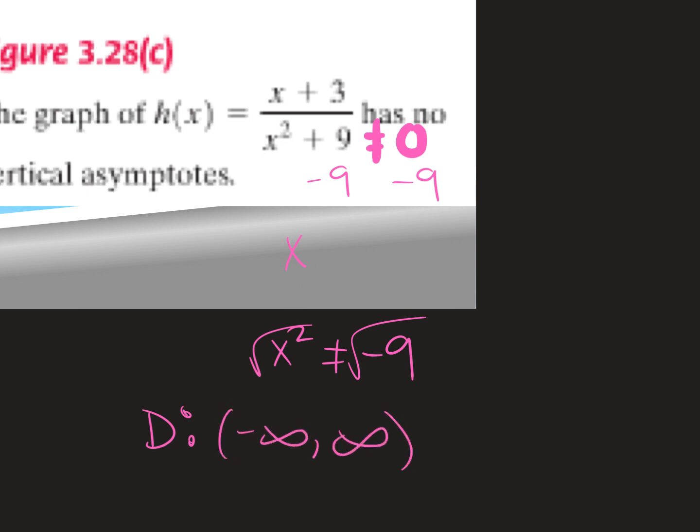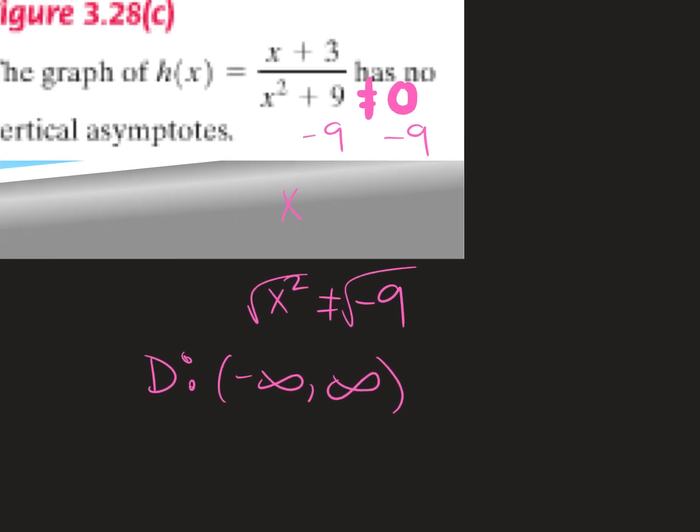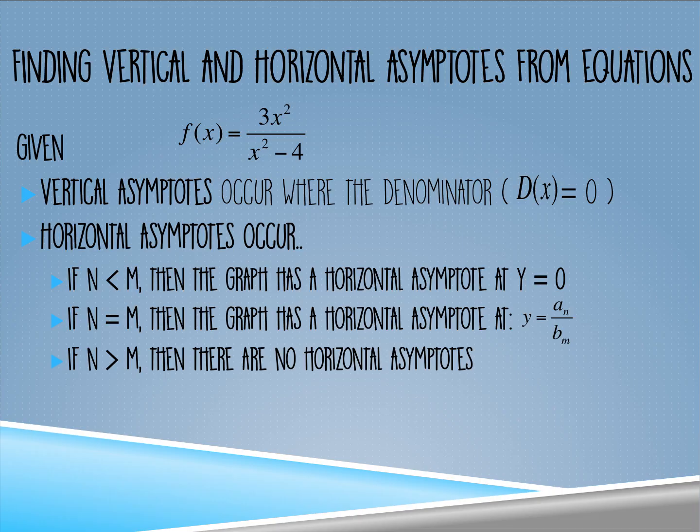It's all real numbers, because when I take the square root of a negative 9, I get an imaginary number, which will not be in my domain. My domain is negative infinity to positive infinity. So do I have a vertical asymptote here? Nope. So to find vertical and horizontal asymptotes, our vertical asymptotes occur when the denominator is equal to 0. So we set the denominator equal to 0. That's how we find our vertical.